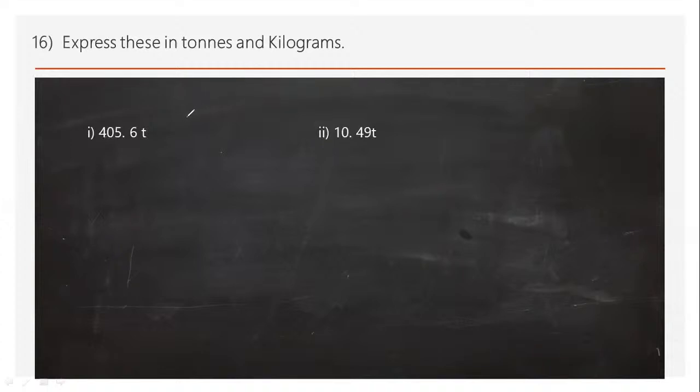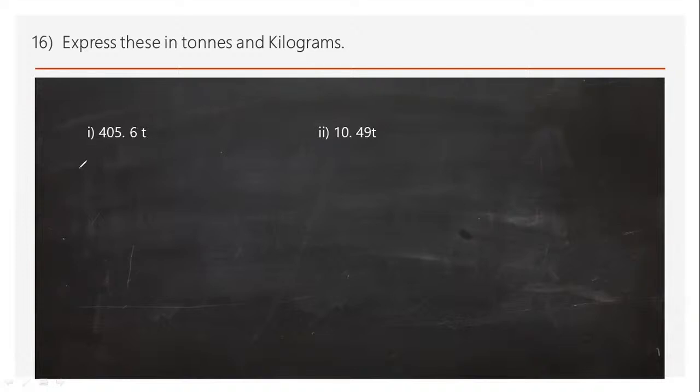405.6 tons. We have to write it in tons and kilograms. Really, it is easy, right? 405 tons and 6 kilograms? Right, after the decimal place, by looking at this, you can write 405.6 tons. Then mentally you can think and write 405 tons and 600 kilograms.